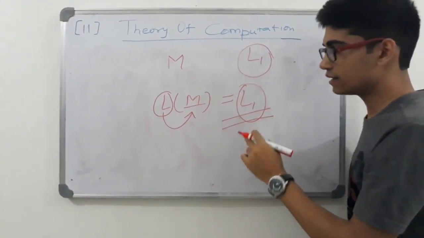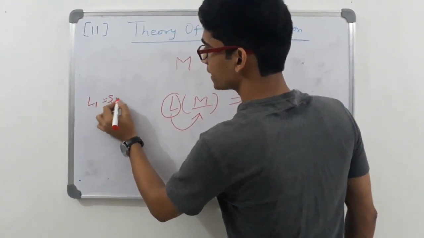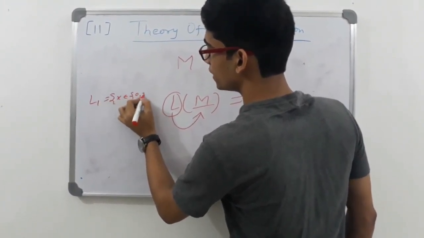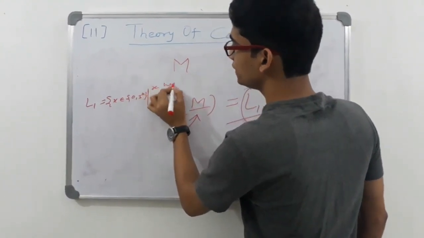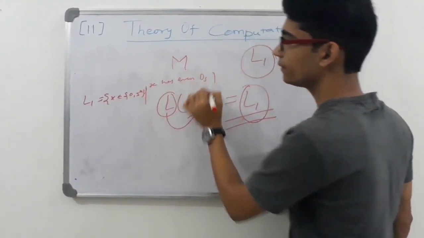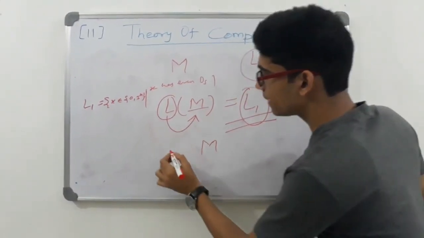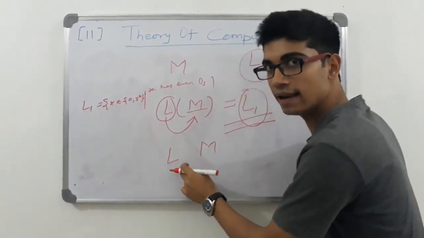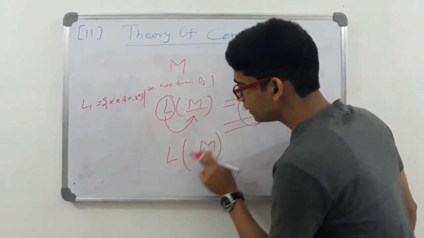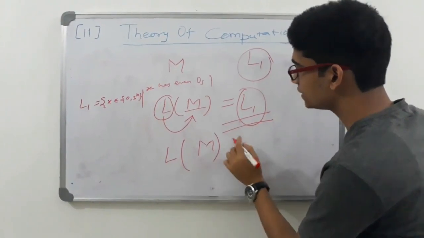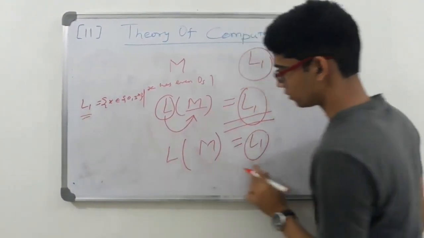Getting my point? Say for example, I had an L1 that I defined, suppose x belongs to {0,1}* and x has even zeros. Okay, so what we will do, we will design M, and suppose we have a language, we know a language L, and we check whether the language accepted by this machine is this L1 or not, is this L1 or not.